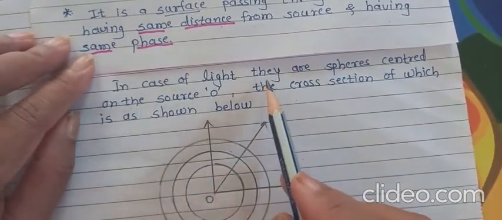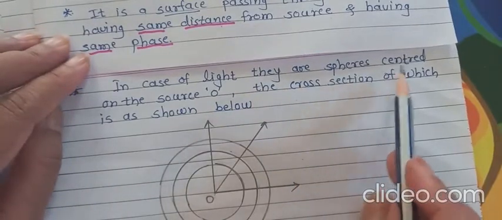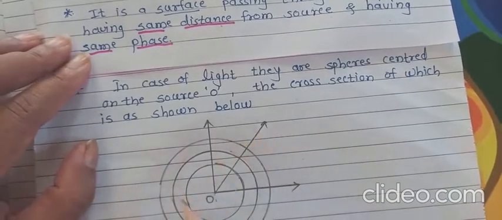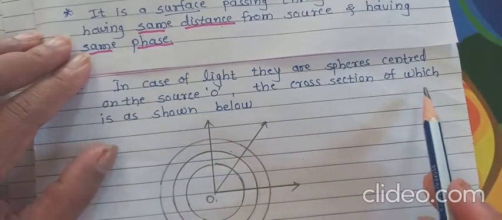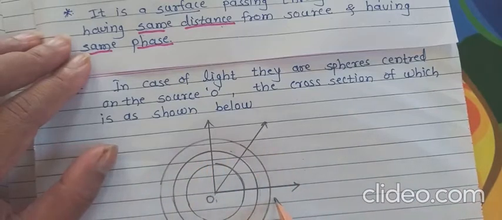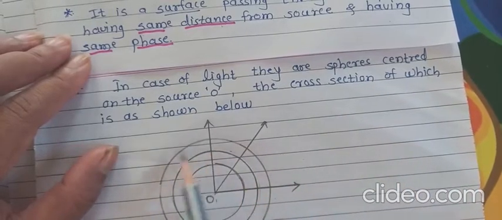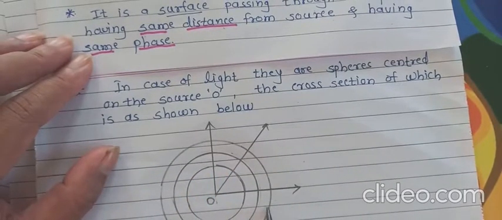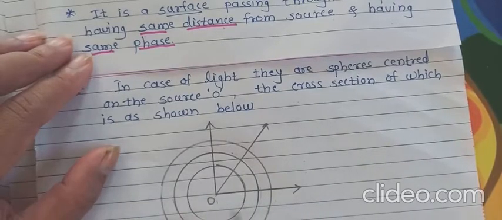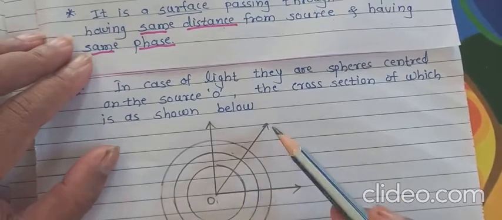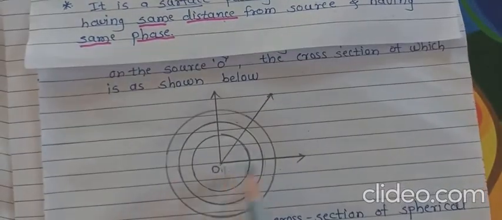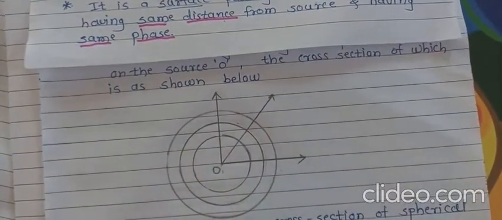In case of light, they are spheres centered on source O. We take here the cross section of the sphere as shown in the figure. The circles in the figure are the cross sections of the spherical wavefront, with the source at point O, and the arrows are perpendicular to the spherical surface.